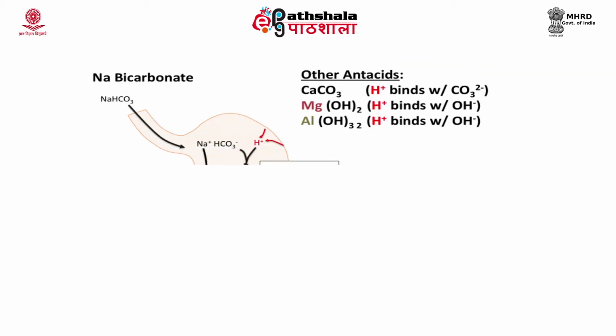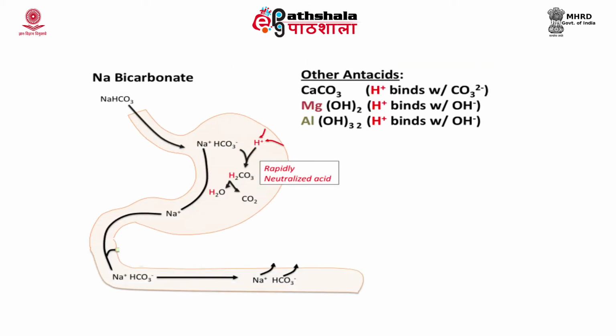The figure shows the pH of the stomach and the effect of sodium bicarbonate and other antacids, which include calcium carbonate, magnesium hydroxide and aluminum hydroxide, on the acid present in the stomach.